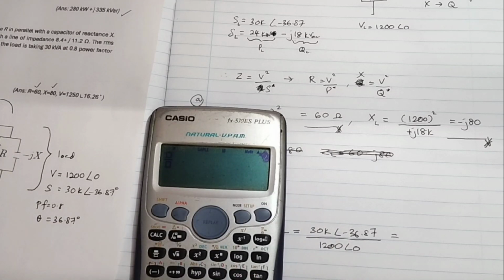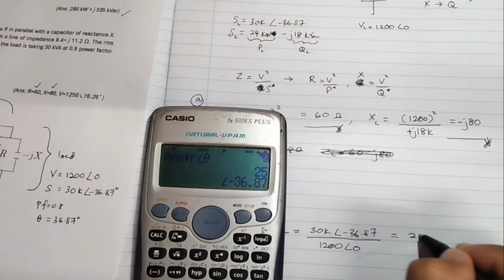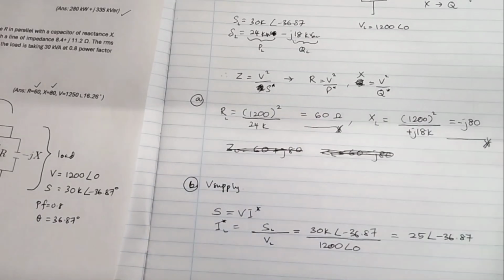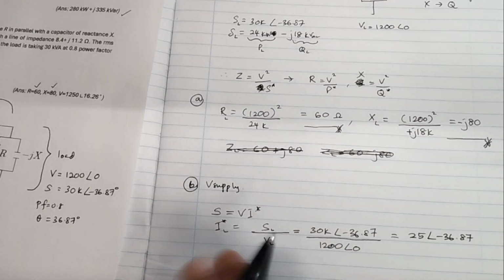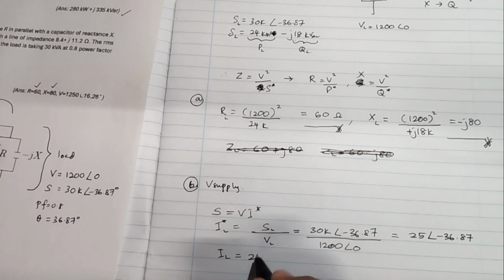Sekali 30K minus. Okay, dapat yang ni. Lepas tu nak tukar kepada ni. Okay, dapat 25 sudut minus 36.87. But here I conjugate. So I actually I load actually. So negatif kita kena positifkan dia. Nah, positif 36.87 ampere. This one is I load.